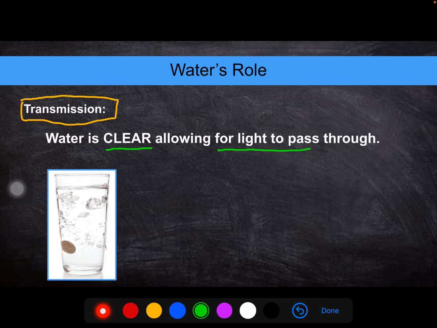So in the little example that we did in class, we saw the coin down at the bottom of the cup of water simply because the water is clear. That allows the light to pass through. The clear particles of water reflect off the coin and to our eyes, so we can essentially see that reflected light and whatever object is doing the reflecting.